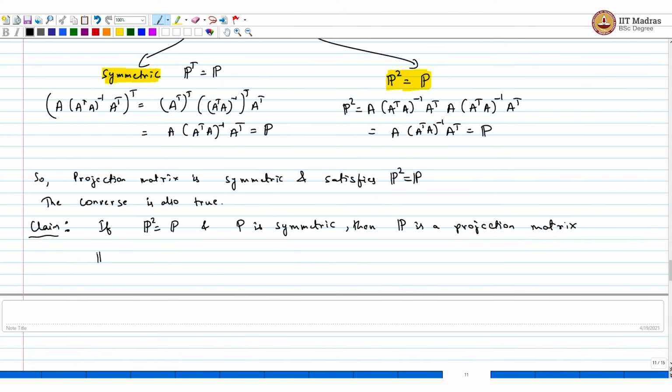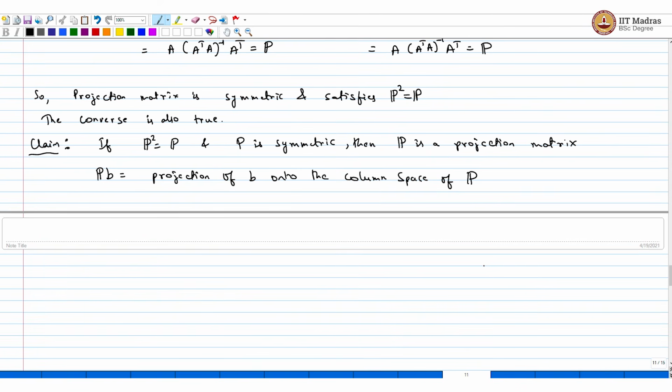In this case, what is PB? PB is the projection of B onto the column space of P. In the case we saw before, when we constructed this, the column space of B is the column space of A. But in the converse case, when you start with any P such that P squared equals P, this can be easily seen. For example, a short one-line proof is here.